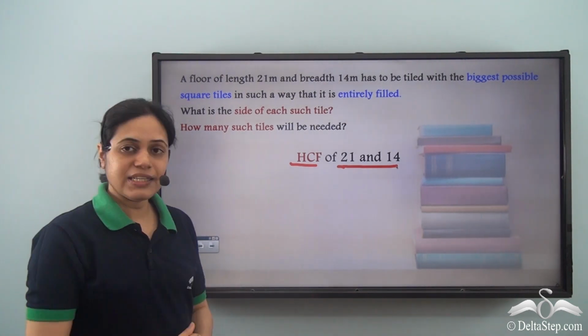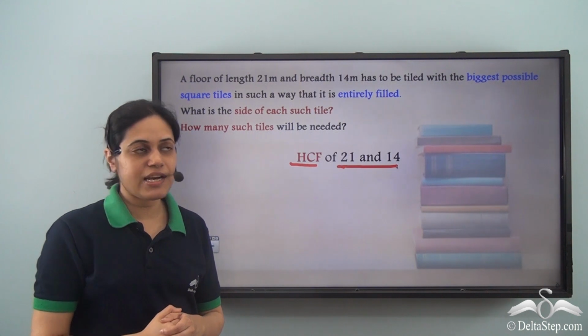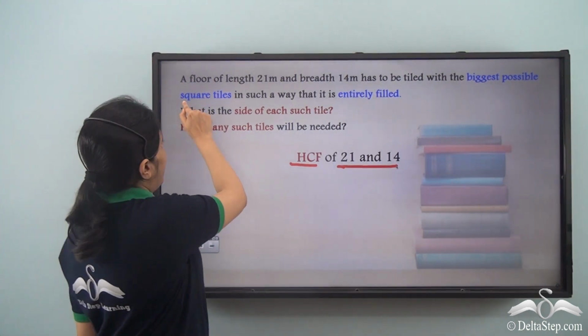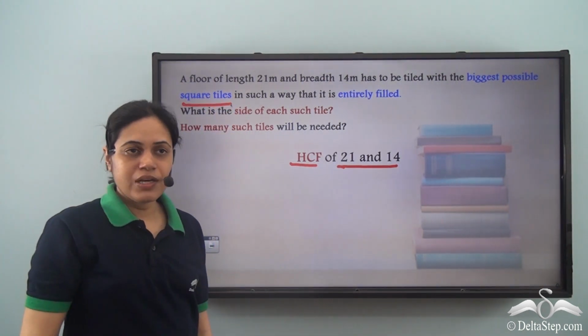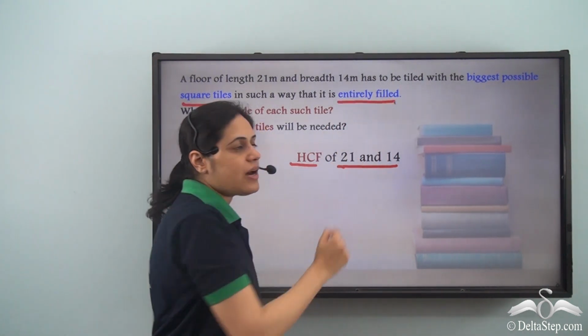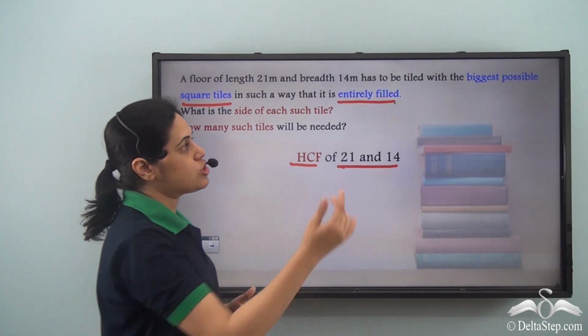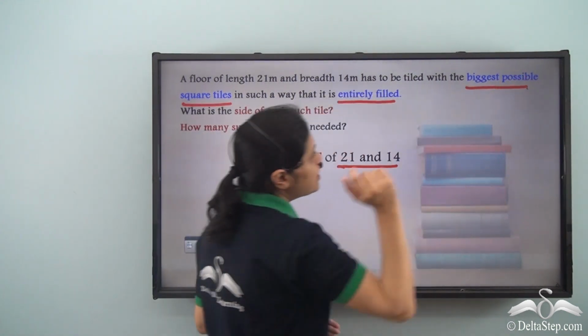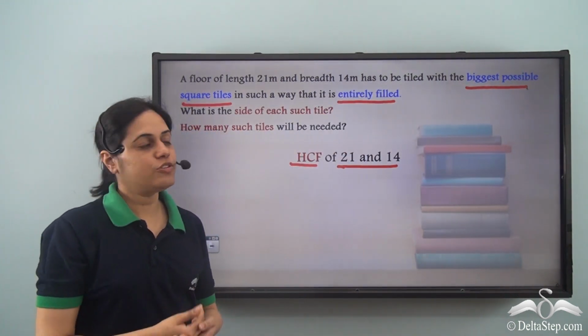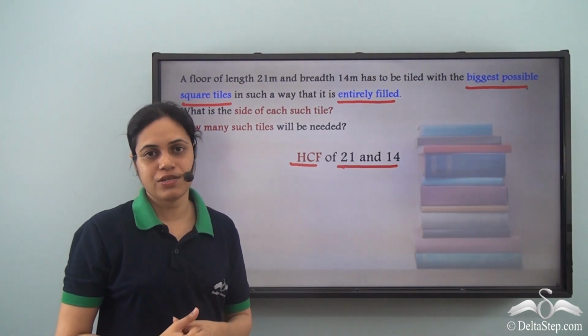So how do I identify that I need to find the HCF? Firstly, I need square tiles that should entirely fill up the floor, so the side should divide 21 and 14. Also, it is given that it is the biggest possible. So the highest common factor.